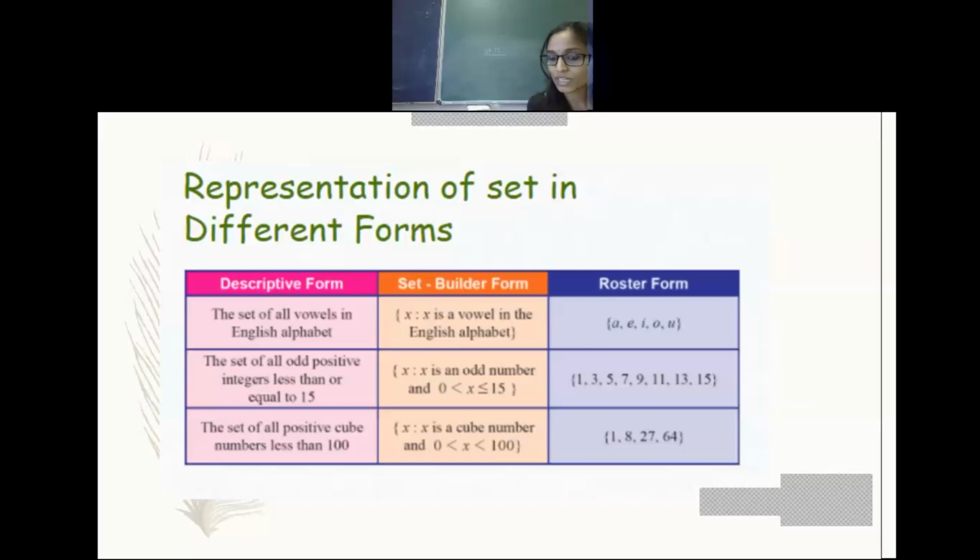Which are the numbers which satisfy these properties? 1 cube is what? 1. 2 cube is what? 8. 3 cube is 27 and 4 cube is 64. All these numbers are cube numbers and they appear between 0 and 100.